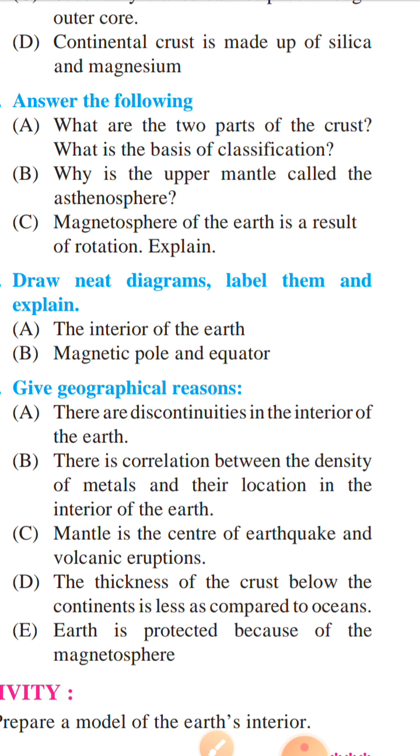Then the oceanic crust is approximately 7 to 10 kilometers thick, while the thickness of the continental crust is approximately 30 kilometers. Understand? And continental crust comprises silica and aluminum minerals, and oceanic crust comprises silica and magnesium minerals. This is the answer of this question. Clear, everyone? Now next one: earth is protected by magnetosphere.